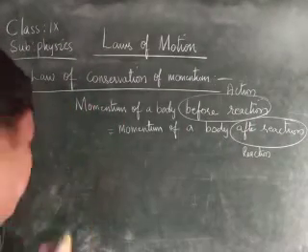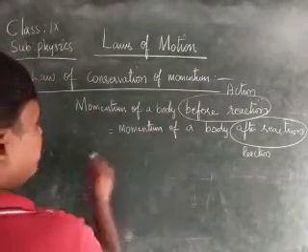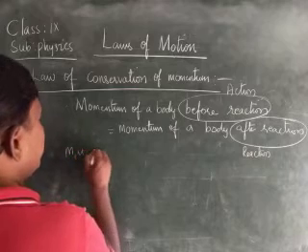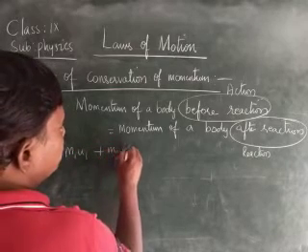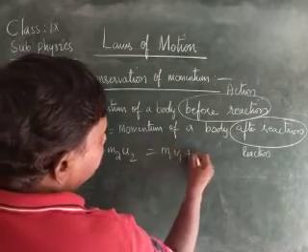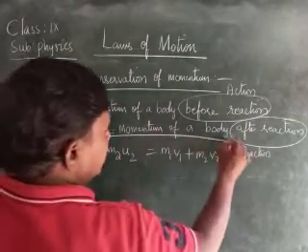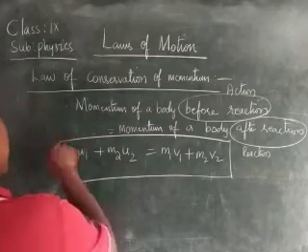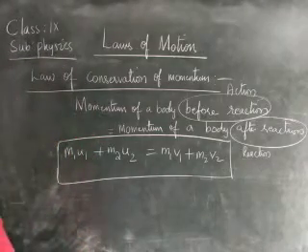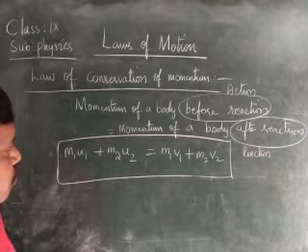Normally momentum is the momentum of a body before reaction. We write this equation as m1u1 plus m2u2 is equal to m1v1 plus m2v2. This is the equation related to the law of conservation of momentum.